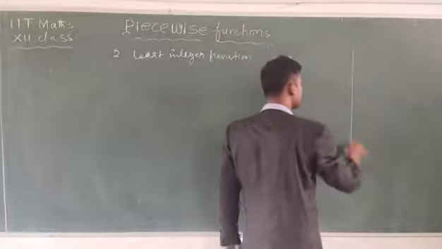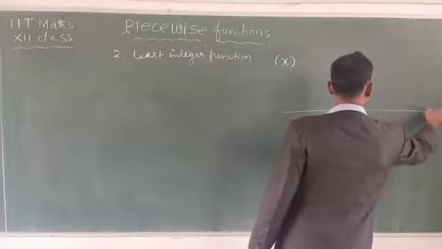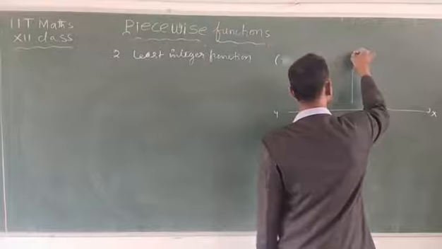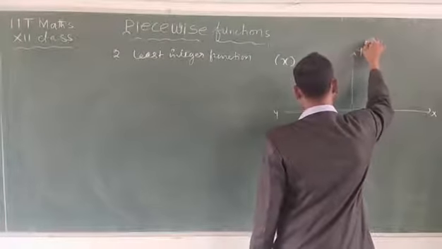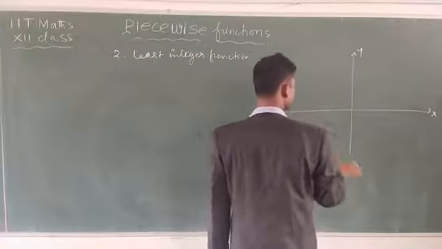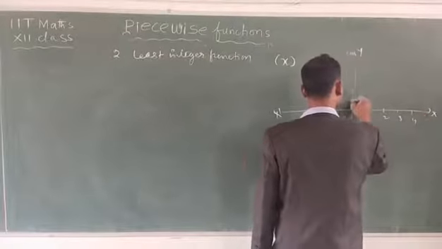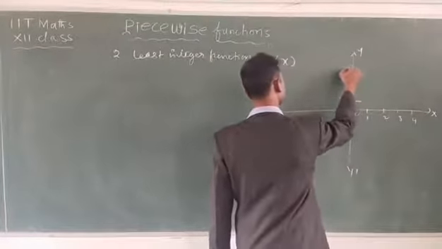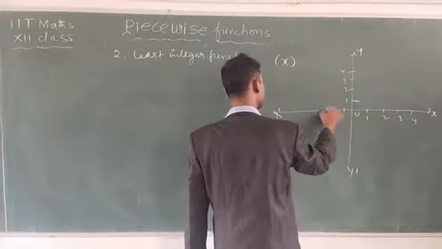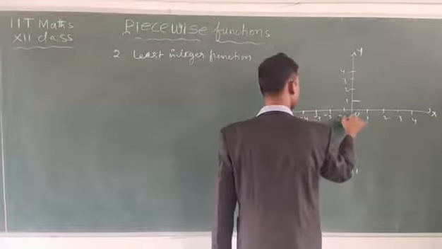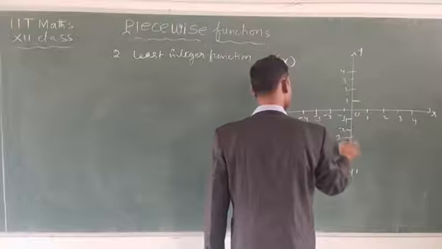Now you have to see the graph, which we know. See here, this is x, this is y. This is x dash, this is y dash. This is 0, 1, 2, 3, 4, and minus 1, minus 2, minus 3, minus 4 on both axes.